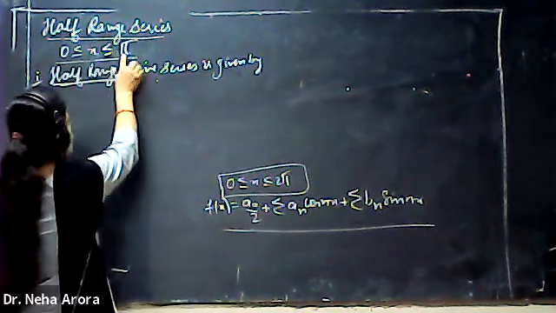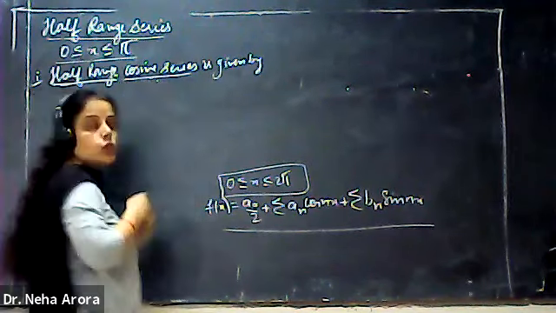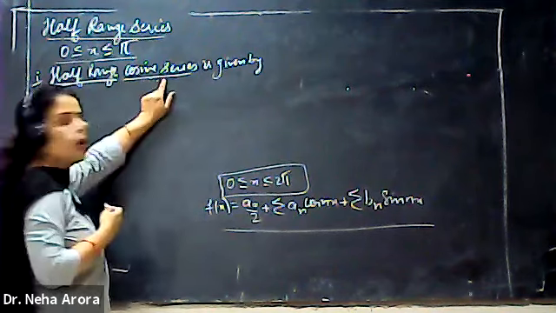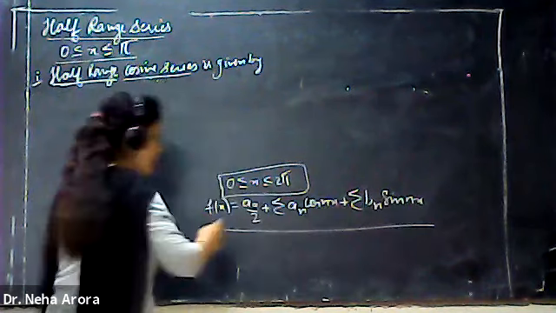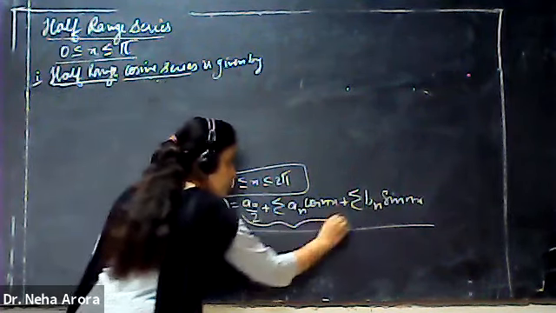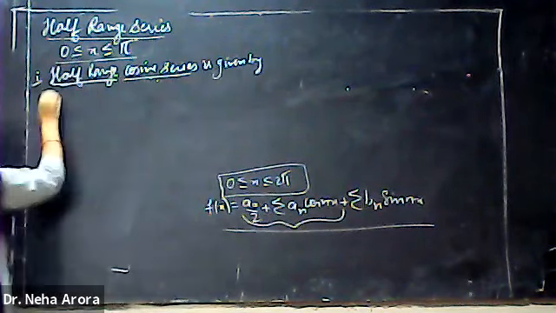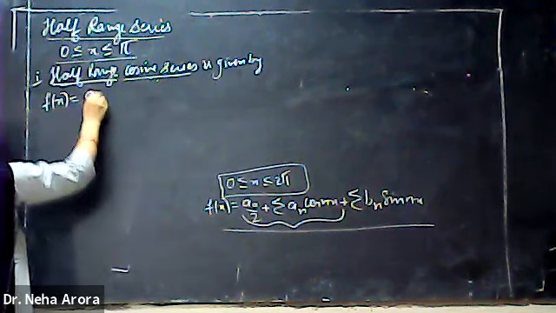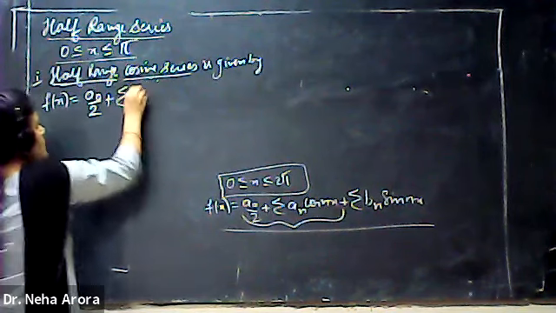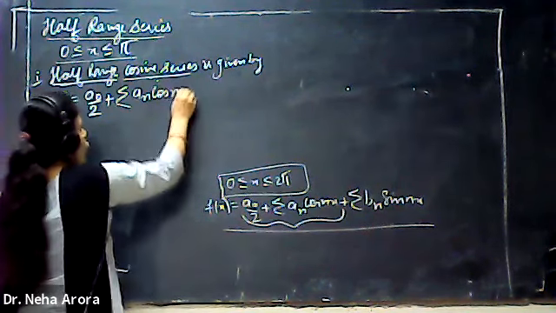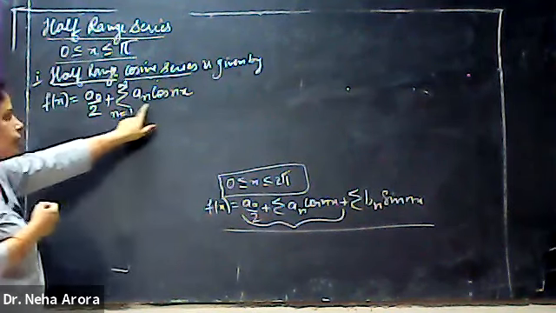Now, firstly the word is half range. Half means 0 to pi. And then the word is cosine series. That means series which will contain only cos terms. That means it will not contain sine. So, half range cosine series is given by f(x) is equal to a naught by 2, the constant comes under cosine series, plus summation a_n cos nx, where n varies from 1 to infinity. So, this is our half range cosine series.